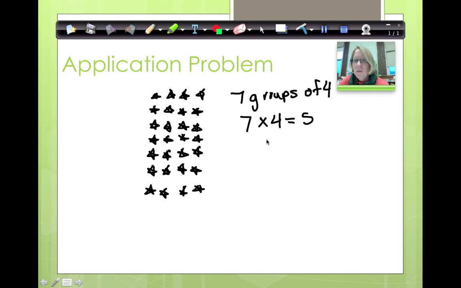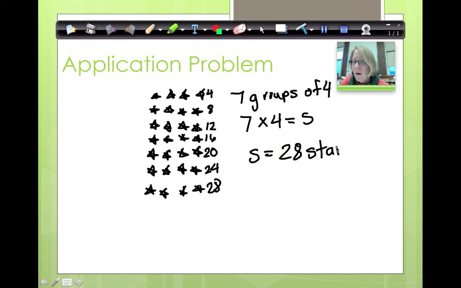Now, you might know right off the bat what the answer is, but I would like to skip count to show it. Okay? So if we skip counted, this would be a 4, 8, 12, 16, 20, 24, 28. So S is 28. She drew 28 stars. Please make sure that you always write your label. This is your label, stars. All right. Very good.